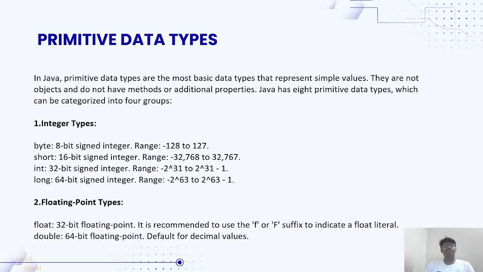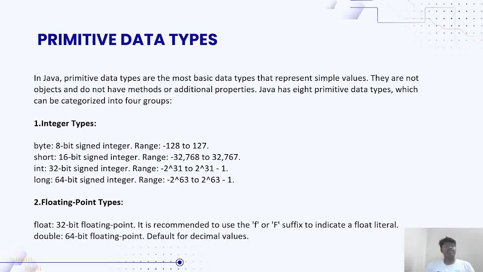In Java, primitive data types are the most basic data types that represent simple values. They are not objects and do not have methods or additional properties. Java has 8 primitive data types which can be categorized into 4 groups. Integer types. Byte. 8-bit signed integer. Its range is minus 128 to 127.